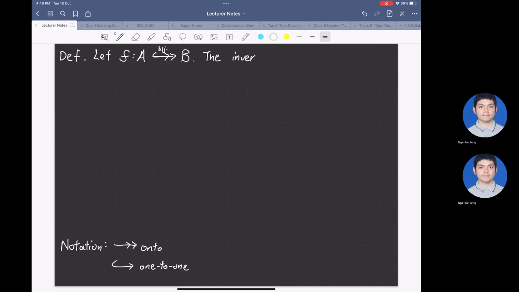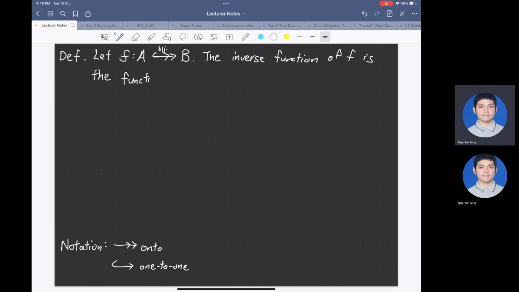The inverse function of f is a function. What's the inverse function? A function is an assignment. So how should we assign this? For every b, we should assign a thing in A. Given a b, how should you find this a?